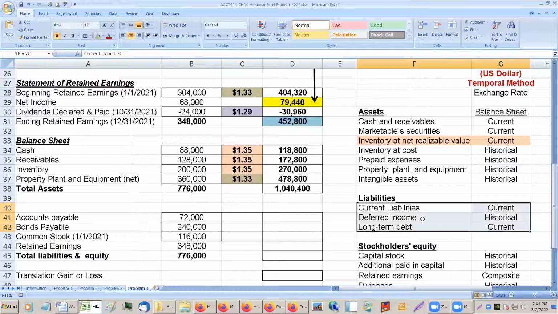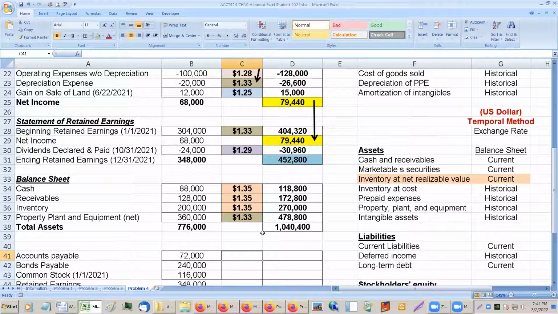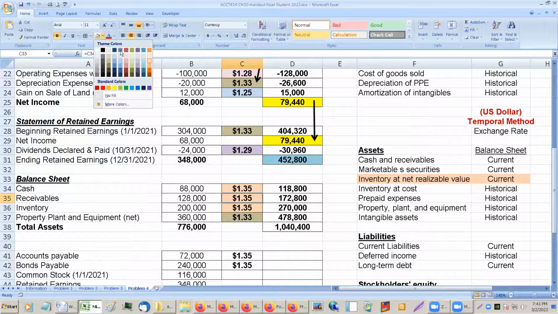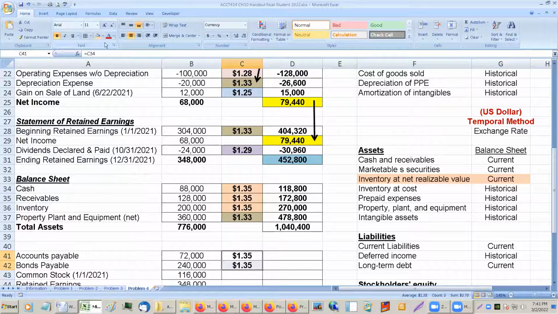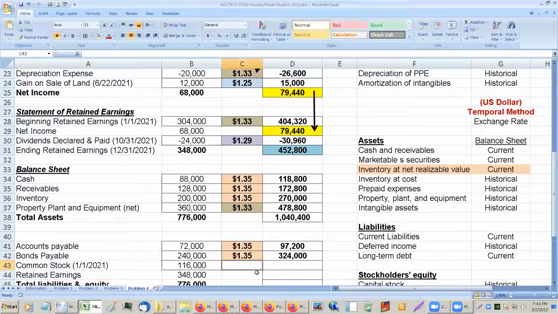Liabilities are going to be at the current rate, except for deferred income, which we don't have. So these are all going to be at the current rate. In other words, if we were to pay off these liabilities, what would we have to pay them off at? And that would be at those amounts. Continue to make mistakes. Here we go. All right, common stock. I know this one. 133.